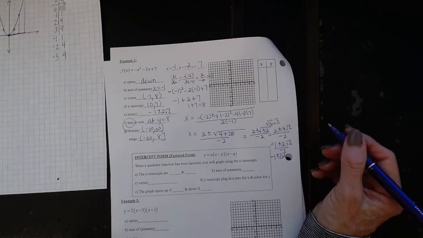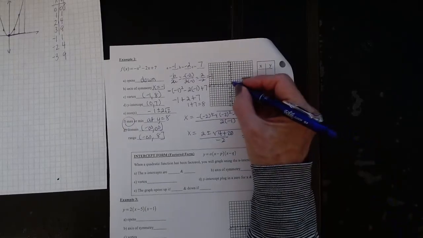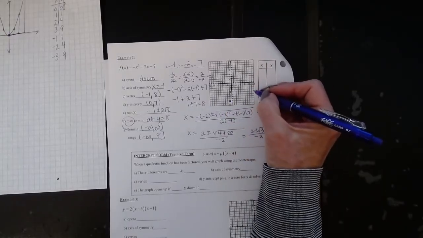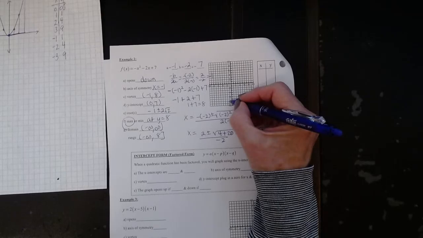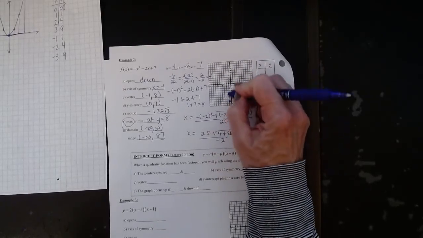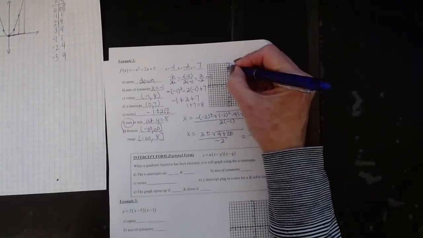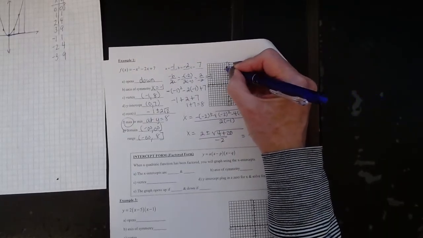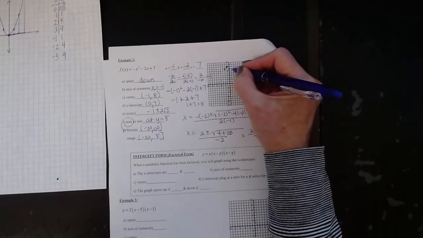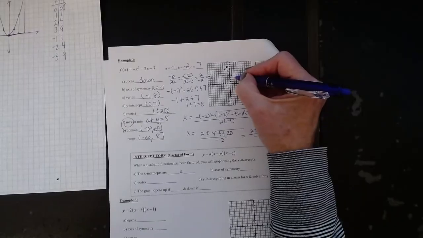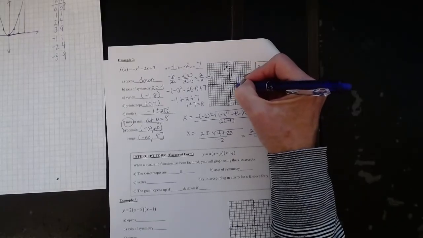My vertex is negative 1, 8. No stretch or compression, but I'm going down. So I'm going to go over 1. Oh, negative 1, 8. Sorry, I did that wrong. Negative 1, 8. Up here, positive 8. Negative 1, 8. Over 1, down 1. Out 2, down 4. Out 3, down 9. So 5, 6, 7, 8, 9.